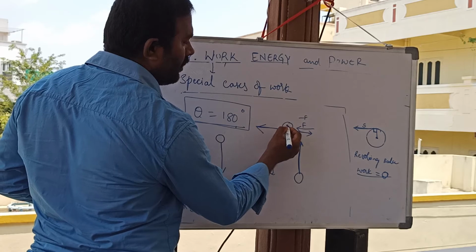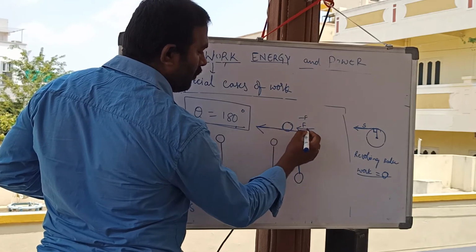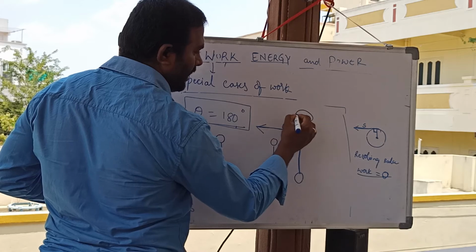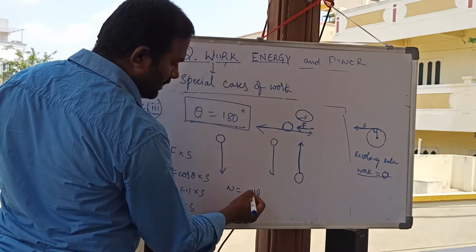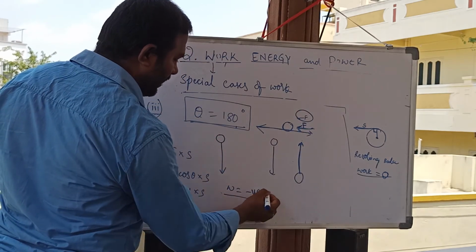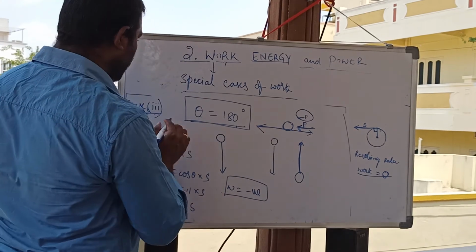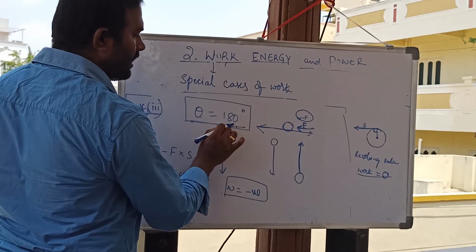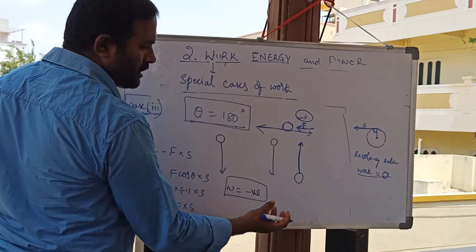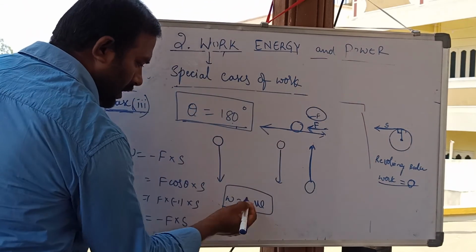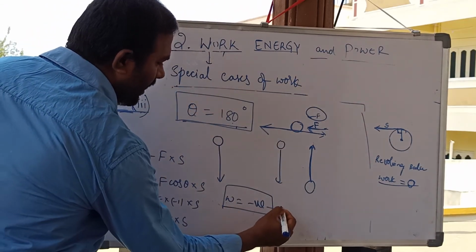Not only that, if you take a rolling ball and you want to stop it, you have to apply the opposite force. This opposite force is nothing but the negative of the force. So this negative force does the work in the opposite direction. Therefore work is negative, so theta is equal to 180 degrees. Example, a body thrown upwards, against gravity. If you throw it, the work done is negative.